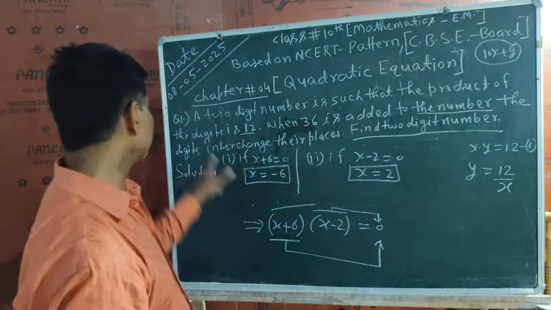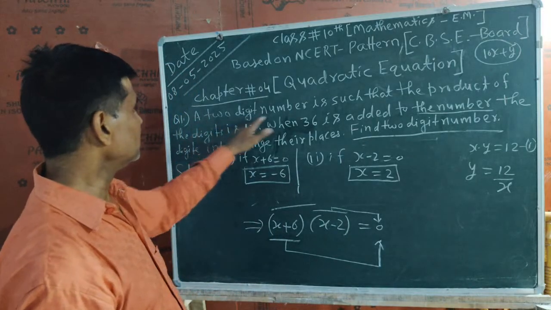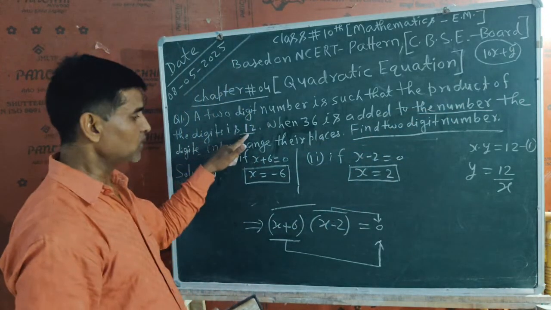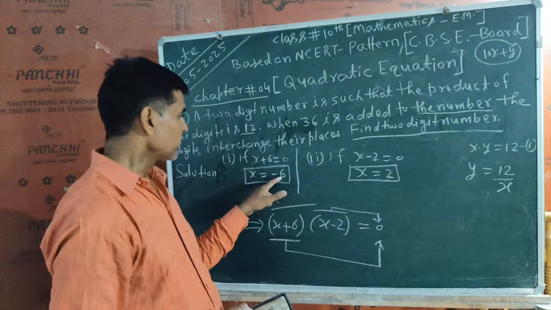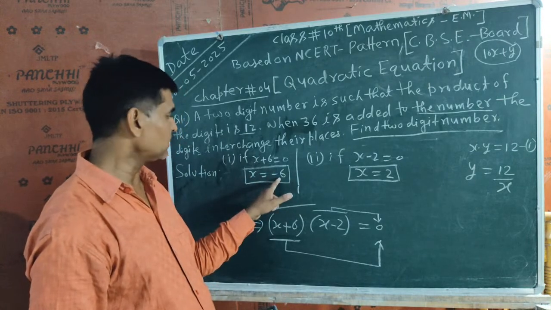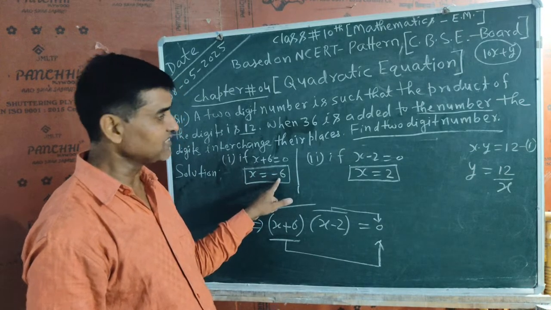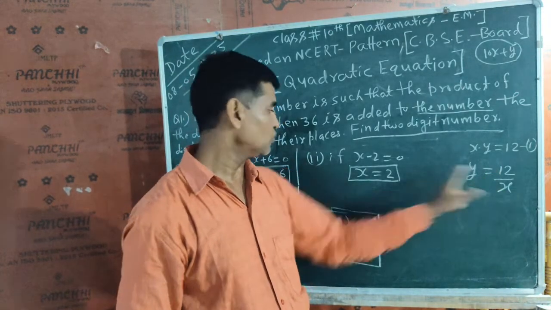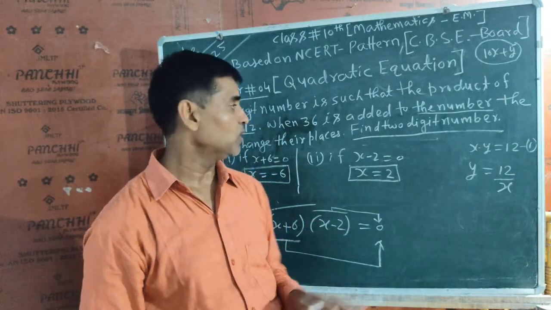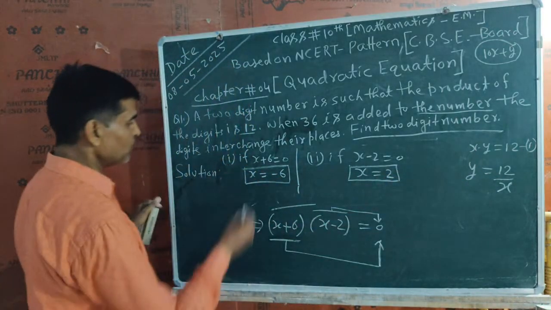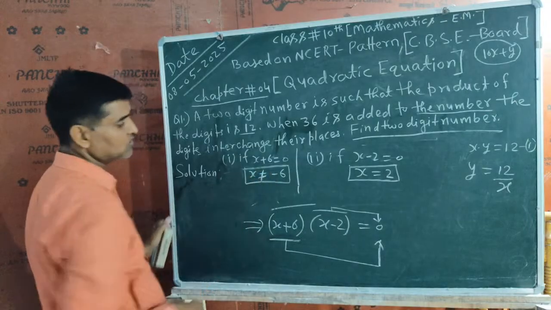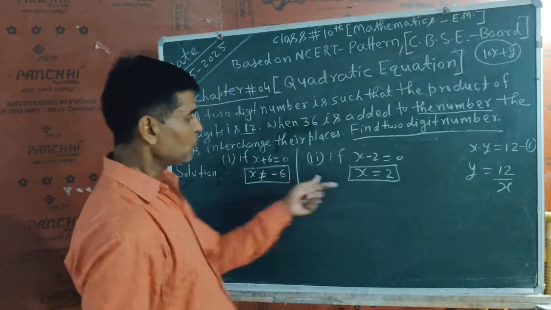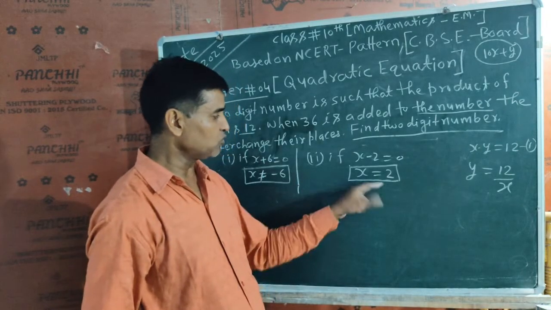Now in the question it is given that a 2-digit number is such that the product of the digits is 12. So if I take the value of x as minus 6, then the value of y will be minus 2. So 6 into 2 is 12, that will be minus 12. So this term I will not consider because minus is coming. Okay student, so I will eliminate this term. So the answer value of x will be 2.